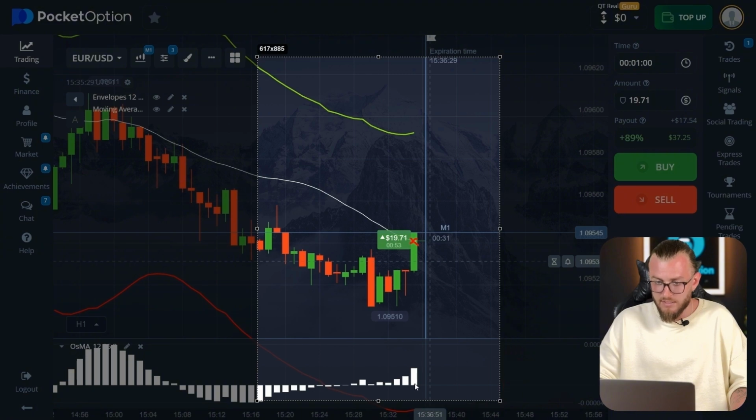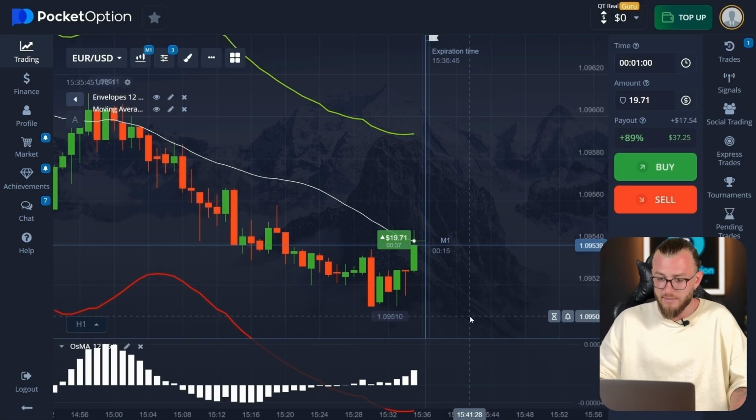Look, we see that the candles have touched the white line, the moving average. Then the upper green curve forms a slightly upward slope. And in the Ozma indicator, the bars are gradually increasing, aiming upwards. A complete match of our trading signals.